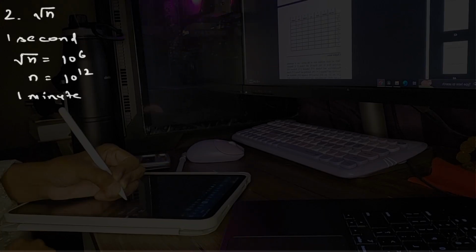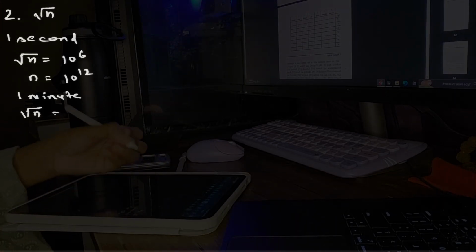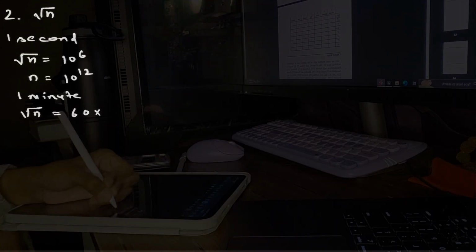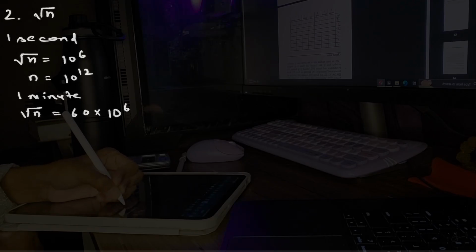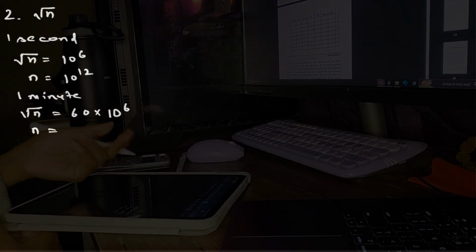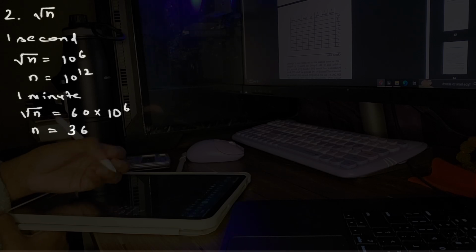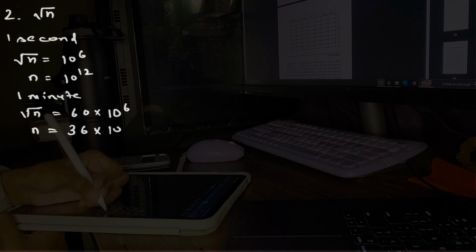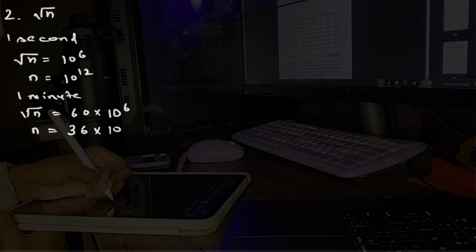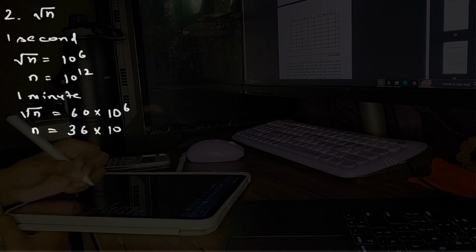And then let's say in 1 minute, 1 minute has 60 seconds. Again 10 to the power of 6. And it would be 6 into 6, 36. Double 0, it would be 6. Oh, we're squaring both the sides, so 12, 13, 14.